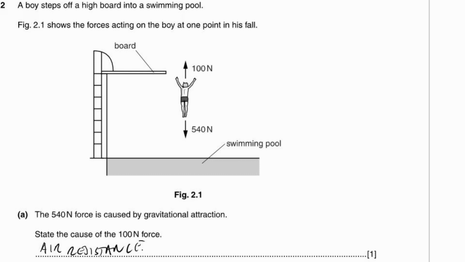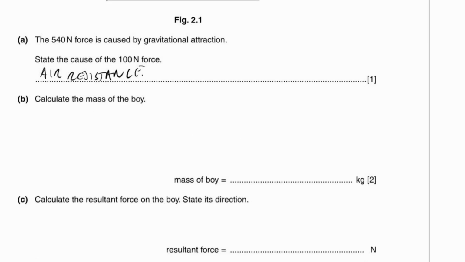So you'd have to be travelling at a very high speed to get that level of air resistance, given that he's pointing feet first and not belly flopping into the water. So I'm not sure how high that board is, possibly the height of a medium-sized building, or whether that's actually air he's falling through. Part B, calculate the mass of the boy.